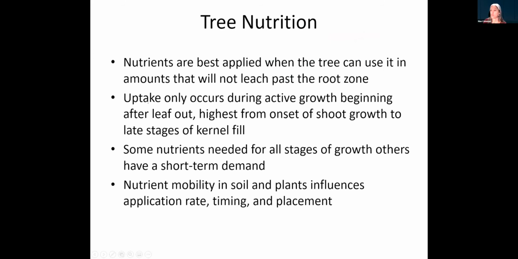Nutrients are best applied when the tree can use it in amounts that won't leach past the root zone. And so in walnut, that uptake is mainly occurring when there's active growth, and that begins after leaf out. But the highest uptake levels are from the onset of shoot growth to the late stages of kernel fill. Some nutrients are needed for all stages of growth, while others have a short-term demand during the season. And then the nutrient mobility, both in the soil and the plant, influences the application rate, the timing, and the placement of nutrients.